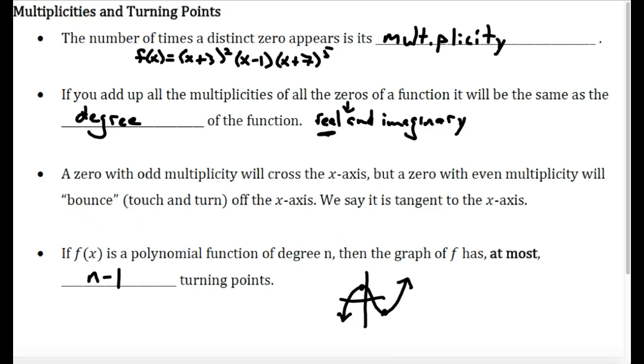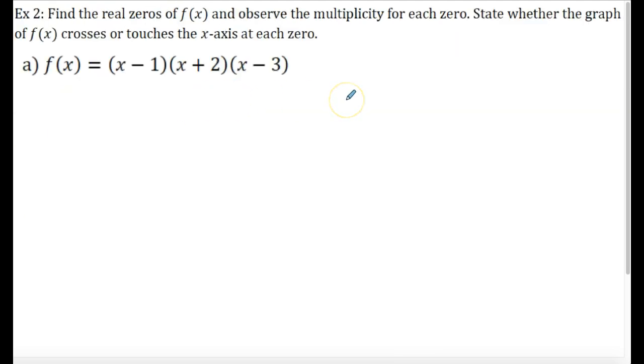All right, so let's take a look at some examples here. First, we want to find the real zeros, state the multiplicity of each, and then state whether the graph of f crosses or touches the x-axis at each zero. So this first zero, x minus 1, well, I guess I can write this out first.